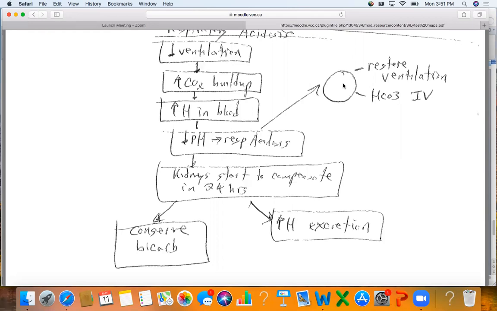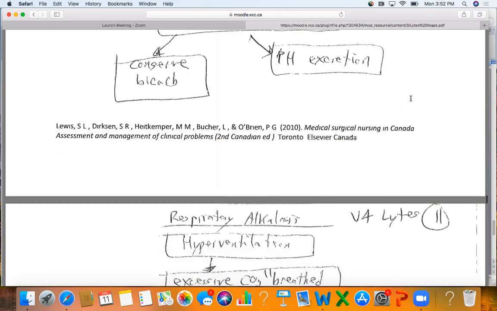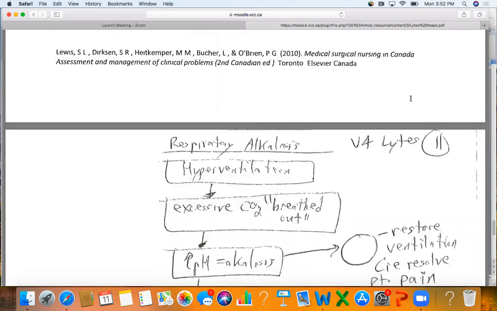Or if we're lucky, they might naturally start to hyperventilate. I mean, who knows? I doubt it. Or we can give a bicarb IV, which acts as a buffer. Okay, let's move on. How do you get respiratory alkalosis?